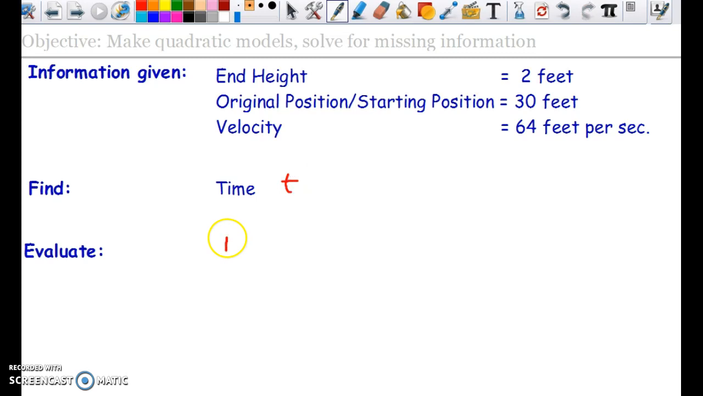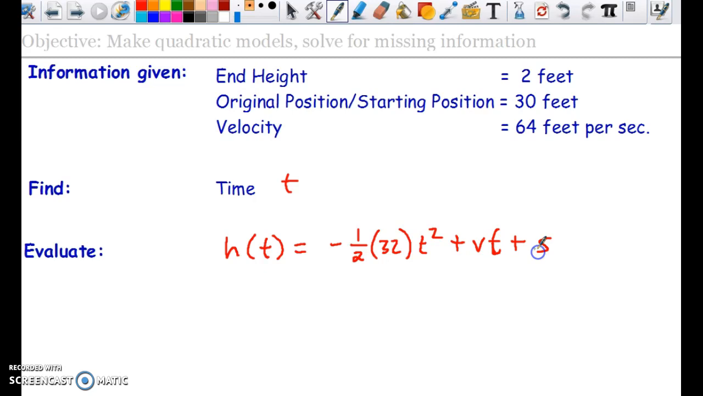So let's start with our formula. The h of t, or height after t seconds, the ending height, is going to be negative 1/2, and the gravitational pull on this unit is going to be 32 feet per second squared times t squared, plus the velocity after t seconds, that's a t, not a plus sign, plus the starting height. So we're going to plug in what we know. The end height is going to go in where? End height is going to go in for h of t. At the very end, after t seconds, I'm at 2 feet. Okay? Negative 1/2 of 32 is negative 16.